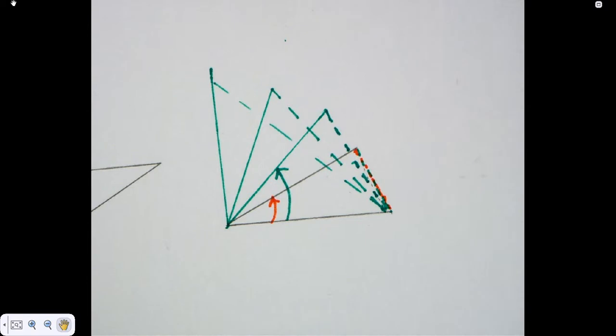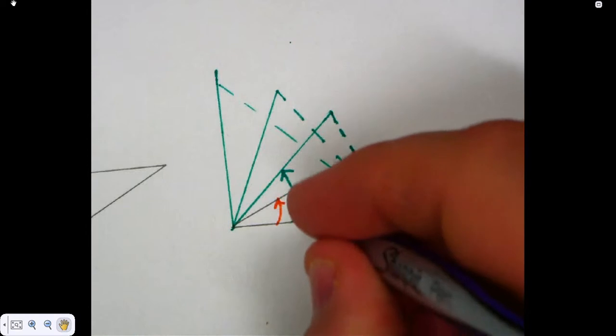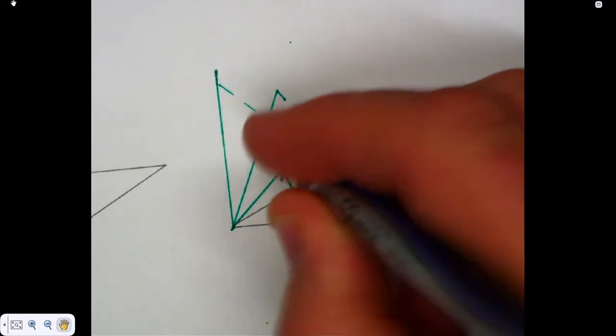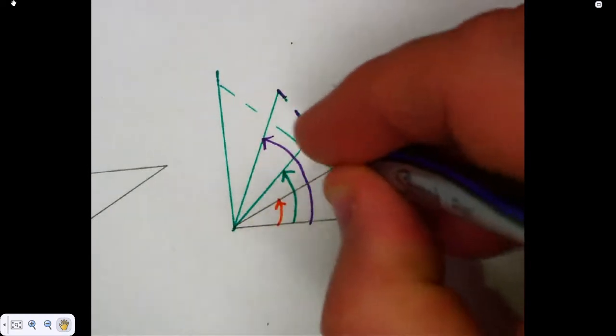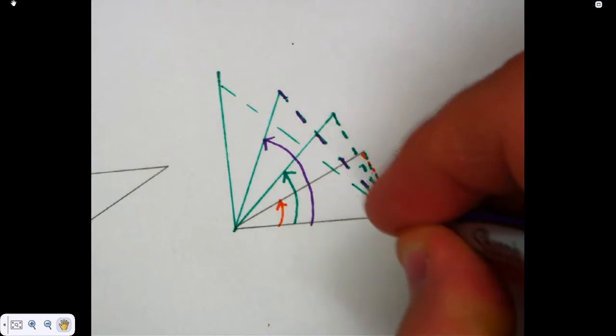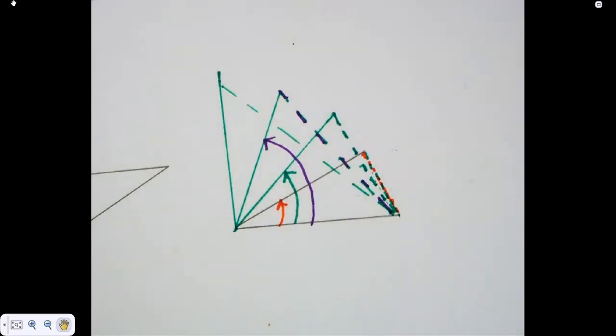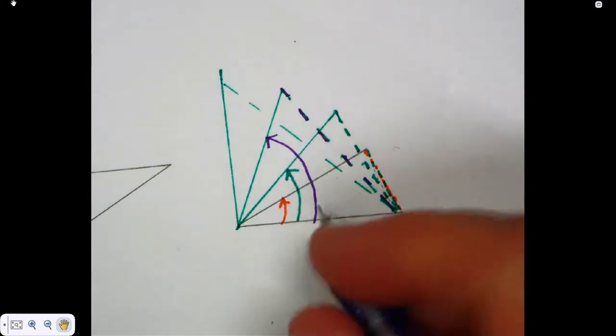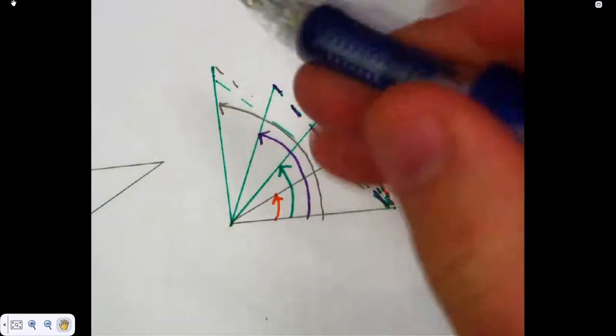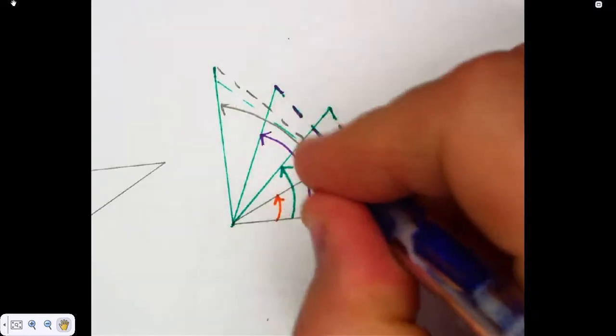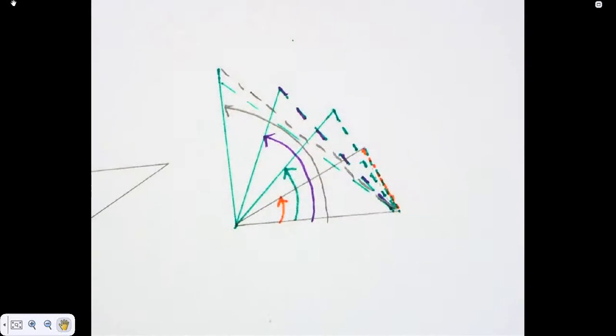Now, I guess I'll use purple here. Then I drew it again. What happened to the dotted side now? It got even bigger, didn't it? Then you've got the last one, which I didn't quite connect the dots perfectly. Whichever way, what happened? It's the biggest one, isn't it?